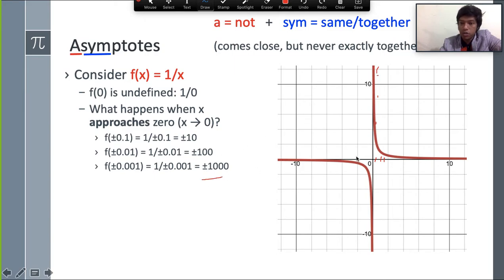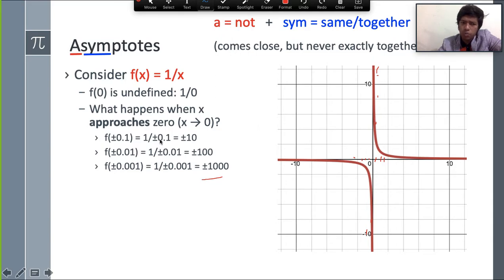Even from this side also, if you come closer and closer to this 0, then the y value becomes a bigger negative number. This is negative 10, negative 100, negative 1000. What is happening here? Going to this negative side very fast in that direction. Here, going to the positive direction in this way.